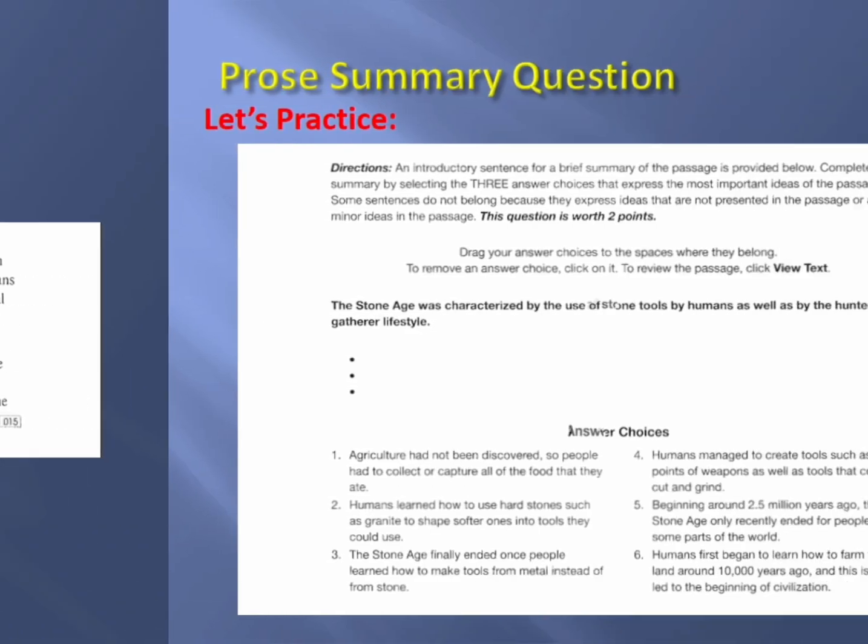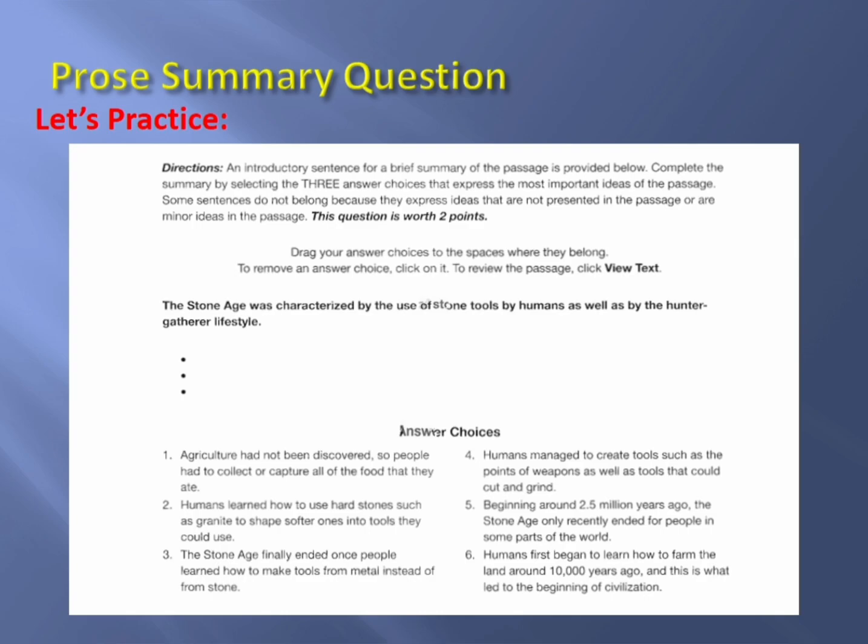Now for the question. Direction. An introductory sentence for a brief summary of the passage is provided below. Complete the summary by selecting the 3 answer choices that express the most important ideas of the passage. Some sentences do not belong because they express ideas that are not presented in the passage or minor ideas in the passage. This question is worth 2 points. Drag your answer choices to the spaces where they belong. To remove an answer choice, click on it. To review the passage, click View Text.